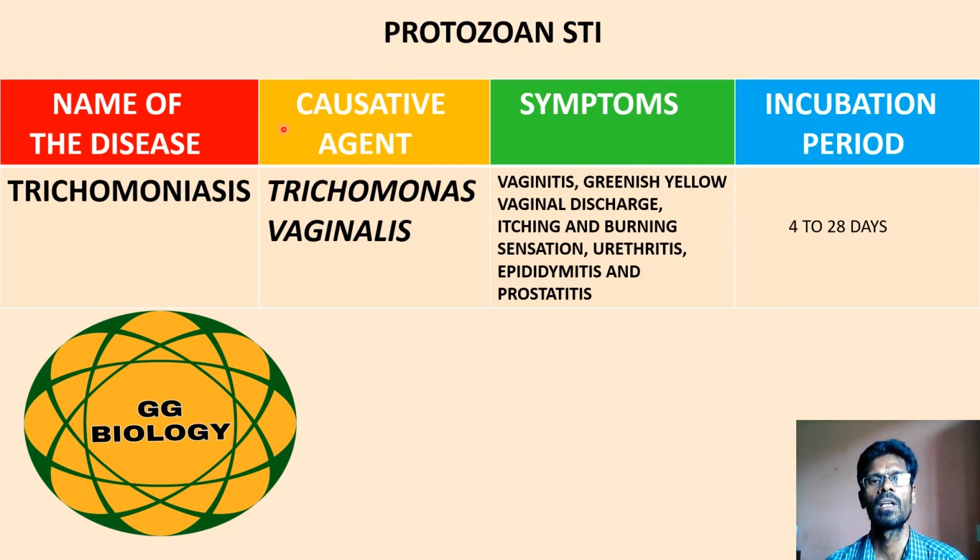The last microorganism is the protozoan. Trichomoniasis is the disease caused by a protozoan called Trichomonas vaginalis. The symptom of trichomoniasis is that the vagina gets affected, leading to vaginitis, greenish yellow vaginal discharge, itching and burning sensation. It not only affects the vagina, it also affects the urethra, epididymis and prostate glands, forming urethritis, epididymitis and prostatitis. The incubation period for this disease is 4 to 28 days.